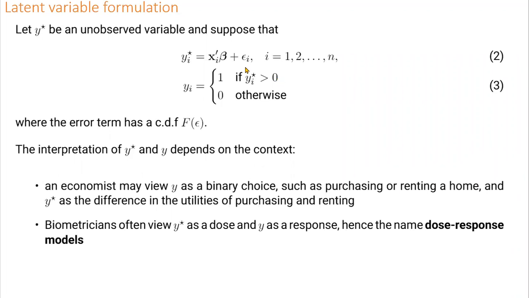Okay, and the error term has a certain CDF, which is to be specified, and specifying the CDF in certain ways gives rise to slightly different models, which we'll come on to shortly. Now, the interpretation, so why do this? Well, the interpretation of the y star and the y depends on the context. For instance, an economist may view y as a binary choice, such as purchasing or renting a home, whereas the y star represents the utilities of purchasing and renting.